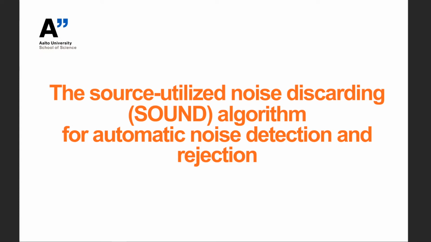So now I'd like to go to the first algorithm, which we call SOUND. SOUND was developed for general noise rejection, noise suppression. It works great for MEG and EEG in general, but of course for TMS-EEG it's quite useful because TMS-EEG is especially prone to having a lot of noise and artifacts.